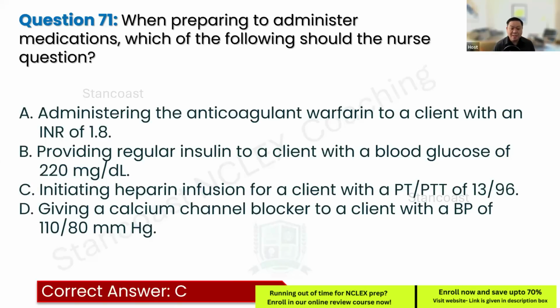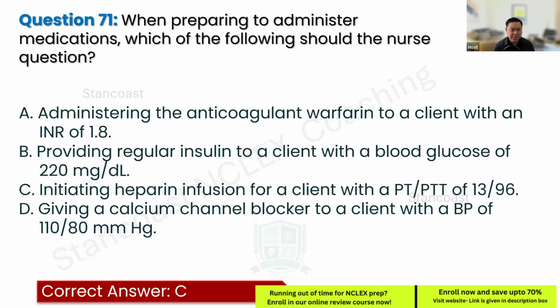Now, letter B, blood glucose level of 220 milligrams per dL is above normal, justifying the need for the use of the regular insulin. And letter D, a blood pressure of 110/80 mmHg is within the normal range, so a calcium channel blocker may still be safely administered if prescribed. So in this question, you need to recognize abnormal lab values and prioritize safely. And you also need to recall the therapeutic range for the PTT, which will help you identify the option letter C as the correct answer.